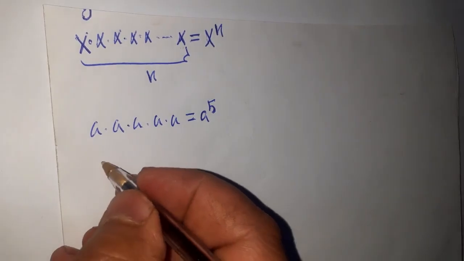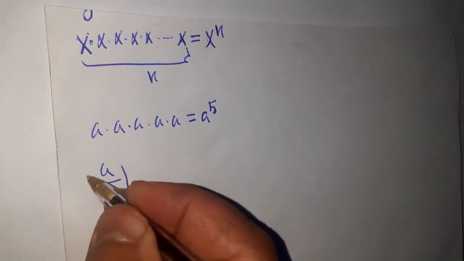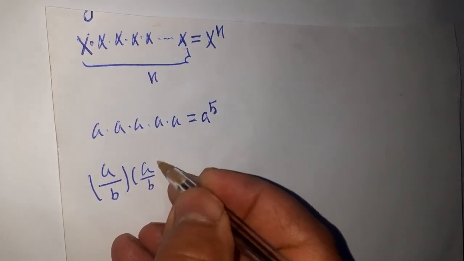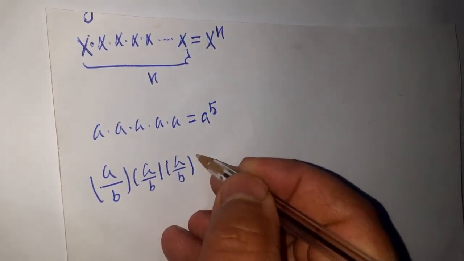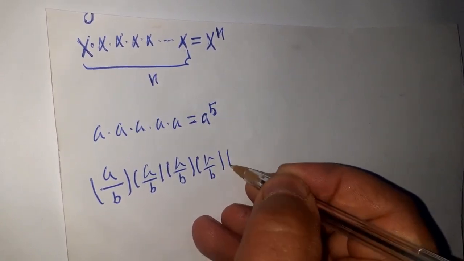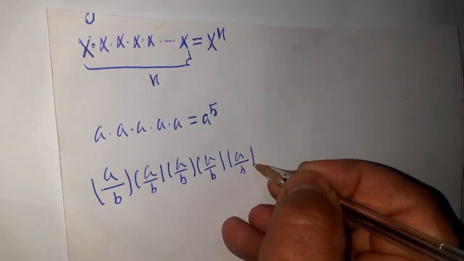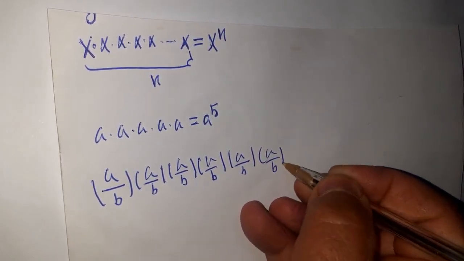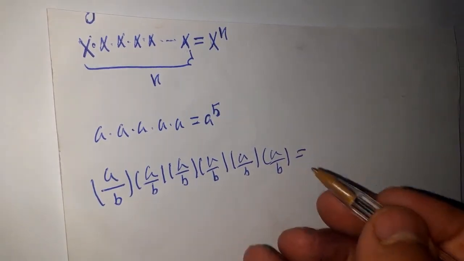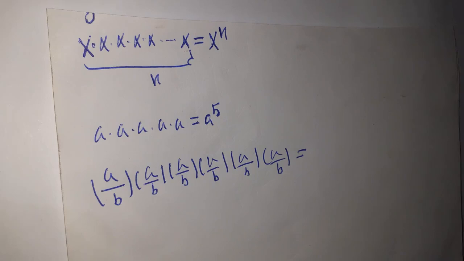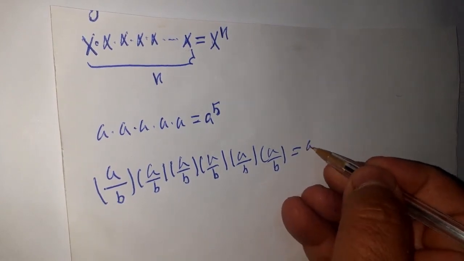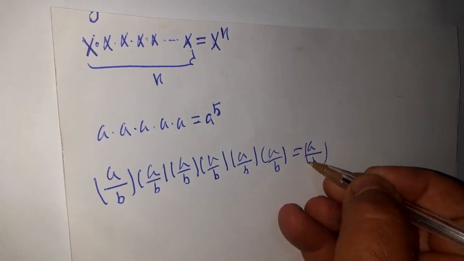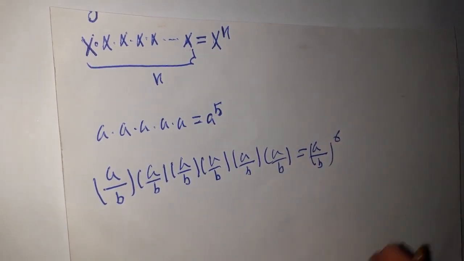Another example, a over b times a over b times a over b times a over b times a over b times a over b. Here a over b is repeated 6 times, so a over b is the base and 6 is the exponent or power.